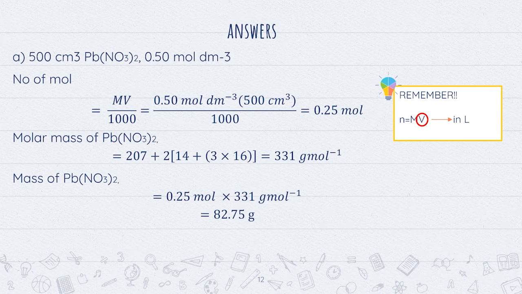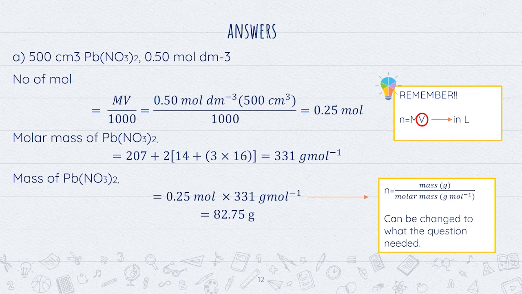But remember, when calculating the mole by using MV over 1000, the volume is in cubic centimeters. But if you are using mole equals MV, the volume here is in liters. And then for calculating the mass, the formula mole equals mass over molar mass can be rearranged to what the question needs.